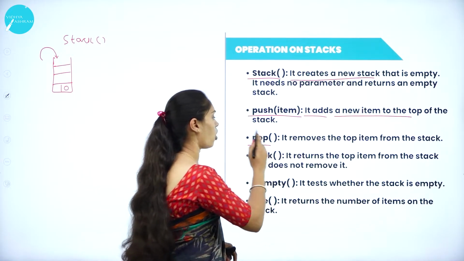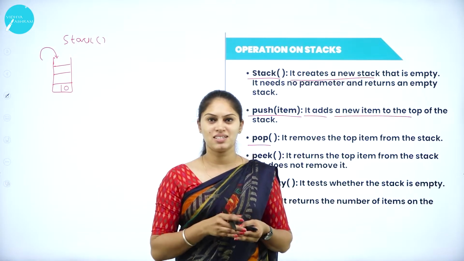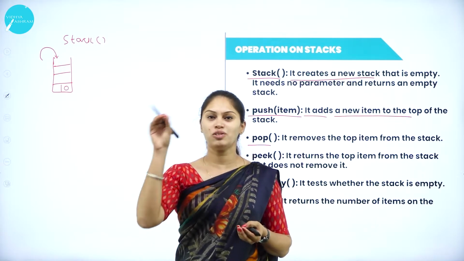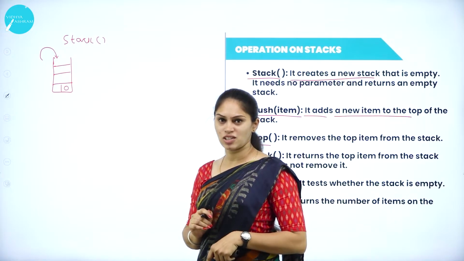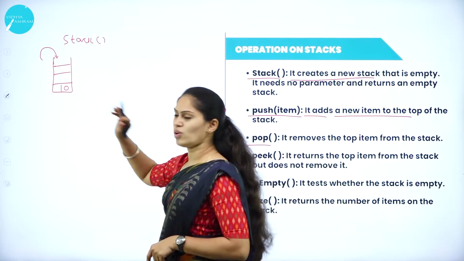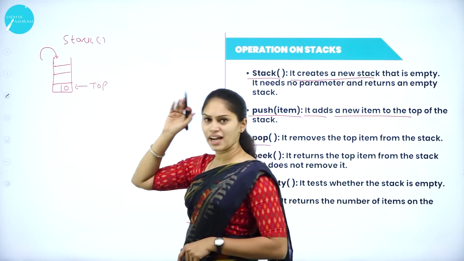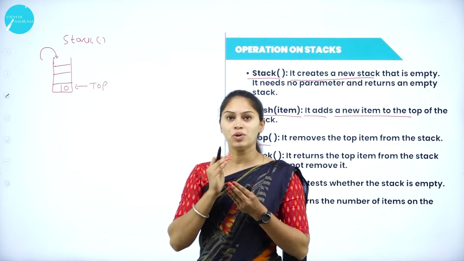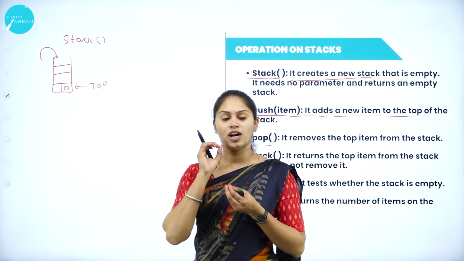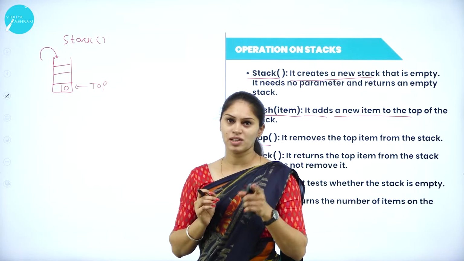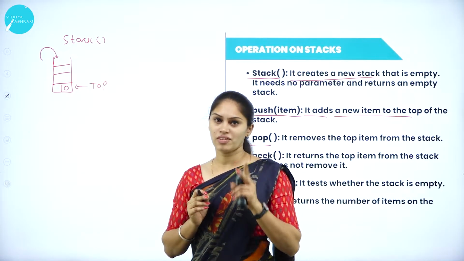Then pop. Now I don't want any element to be in the stack. Then what am I going to do? I am just going to remove that from the stack. From where am I supposed to remove? That is from the top itself. So, if I have only one element, then top will point here. That indicates the location of the topmost element. So the top must point to the location of that element only. So, pop means I am going to remove that from the top of a stack.